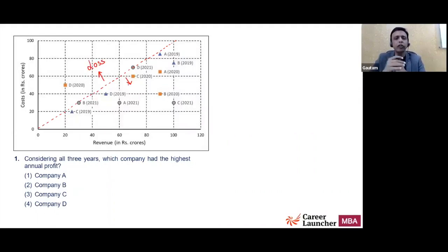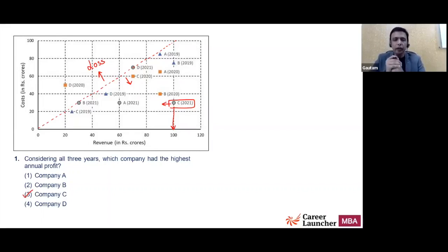Anything below that would signify a profit because revenue would be more and cost would be less. Now, considering all the 3 years, which company had the highest annual profit? We can figure out that the more we move ahead from this line, the more is going to be the profit. So we can figure out that company C is farthest from this line. So this is going to have a profit of 70 crores in this year. So given a year, the highest annual profit was company C in the year 2021.